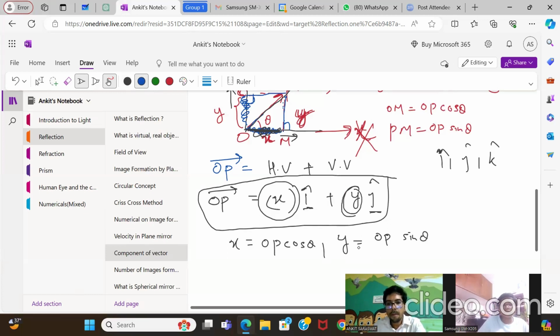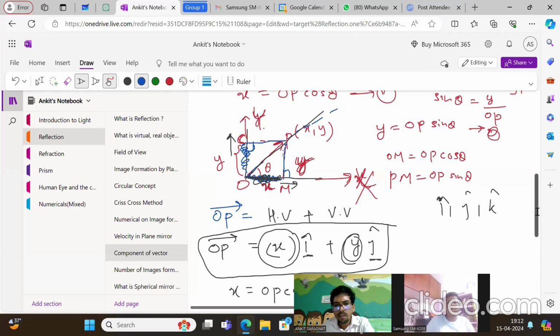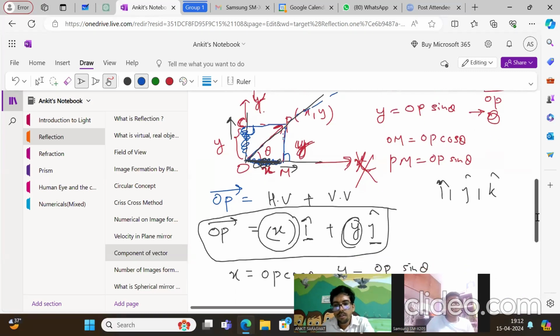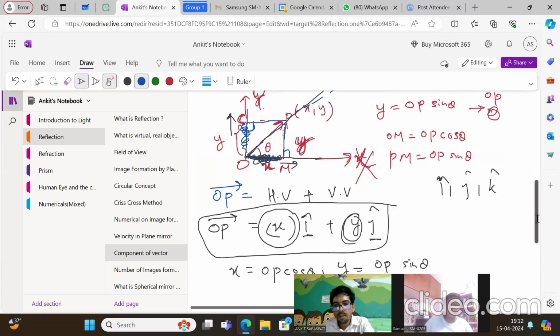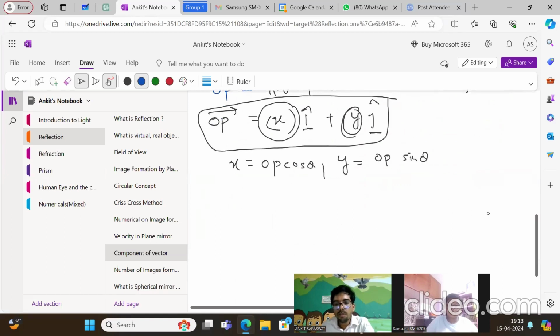But this k cap is representing the z vector. So where can the z axis be seen on the graph, sir? Okay, this is a 2D shape. That is why I'm not able to show you the z axis. But if you want to see the z axis, just draw any 3D shape like this.